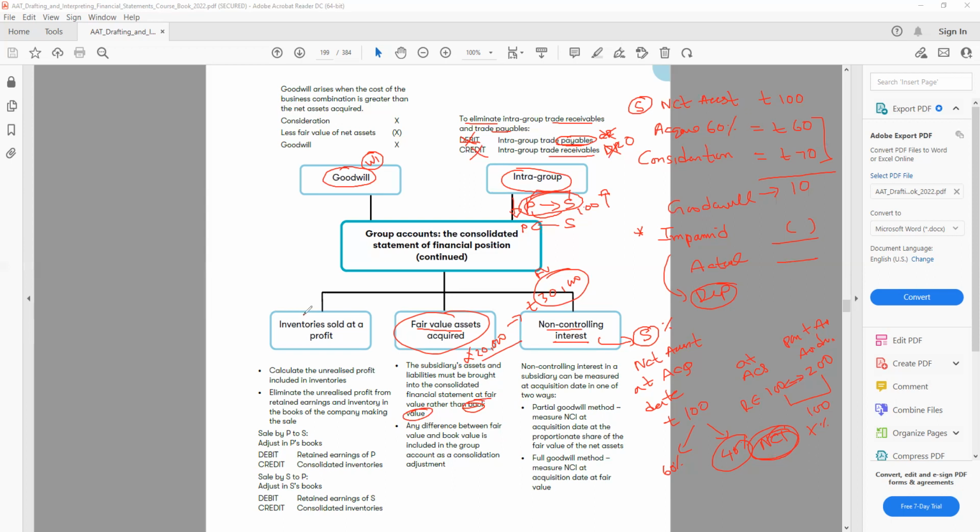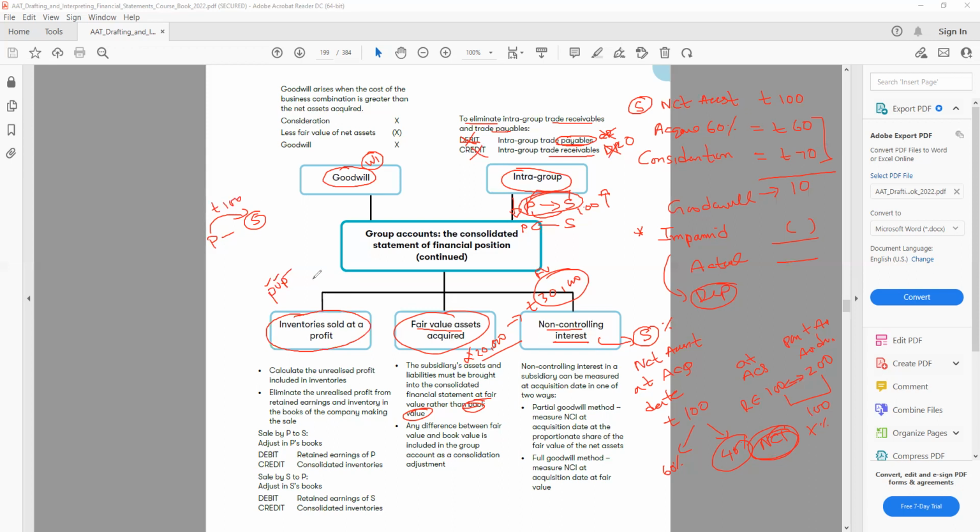The next one is a little bit tricky. We call it inventory sold at profit. We call it PUP, P-U-P, provision for unrealized profit. So the profit that is unrealized. What does that mean, unrealized profit? What happens if there is a sale from parent to subsidiary? Let's say the parent sold £100 of inventory to the subsidiary.